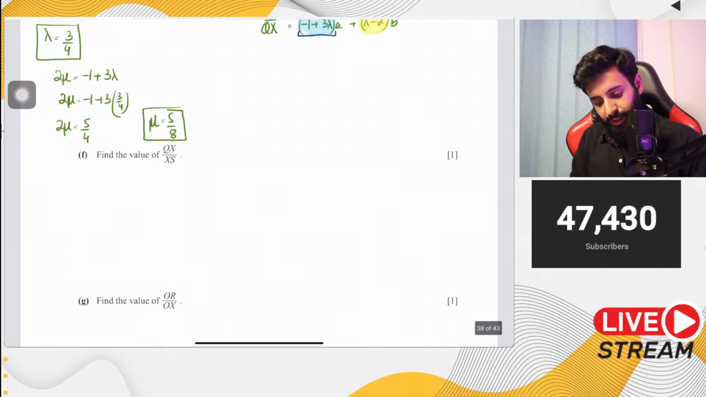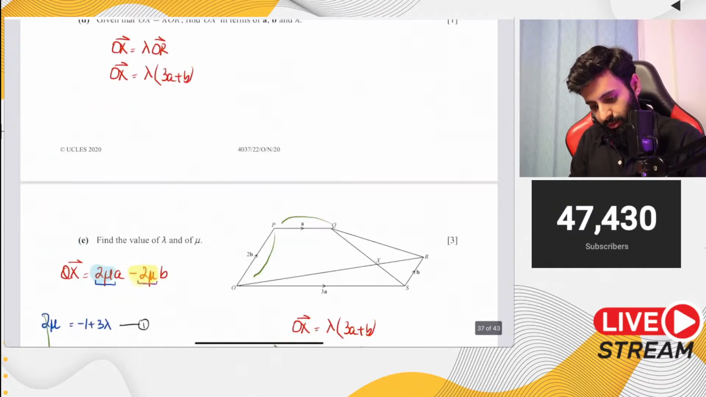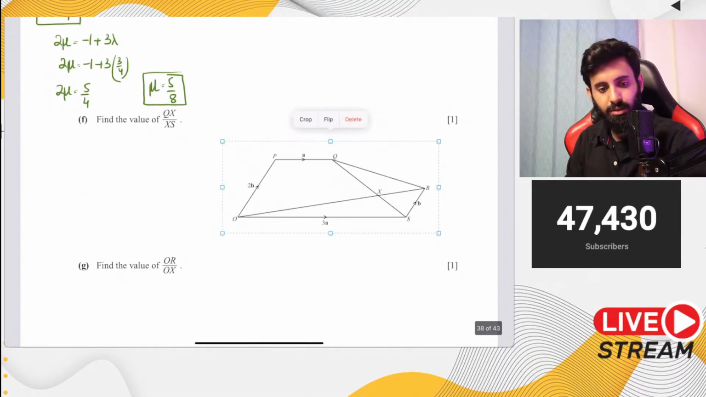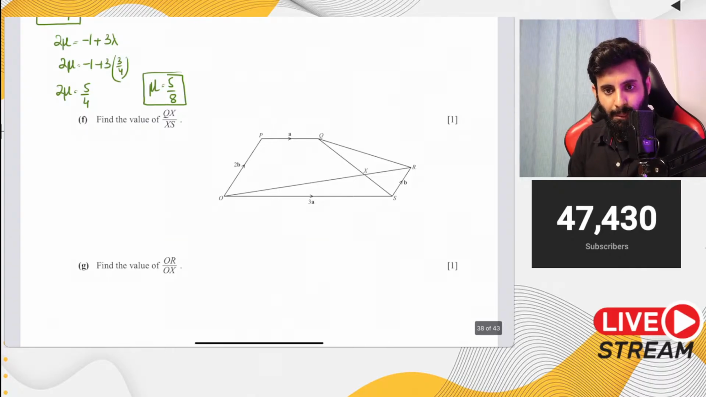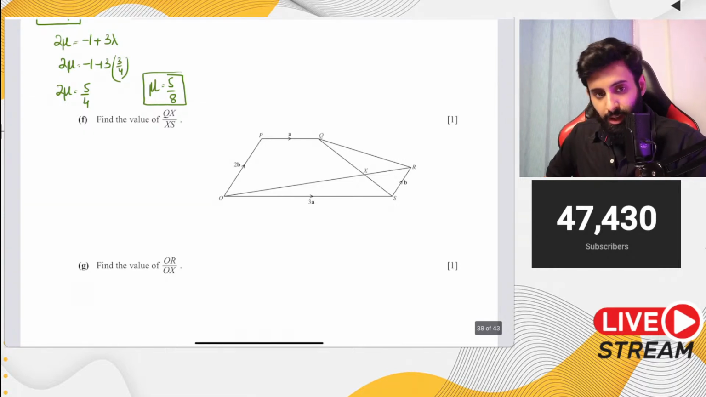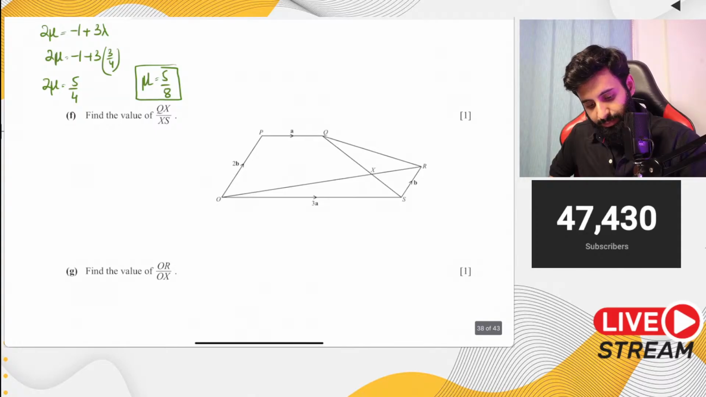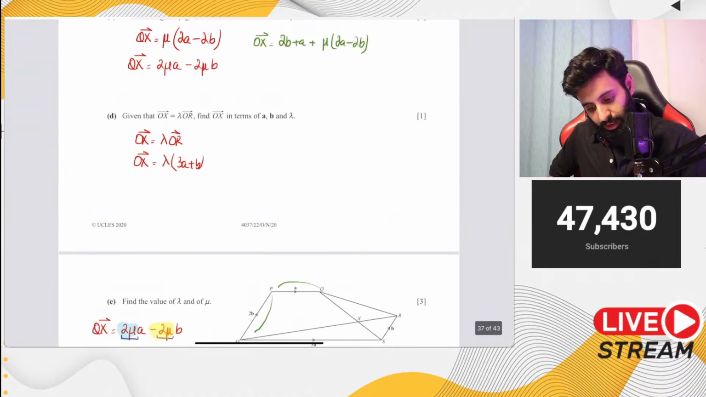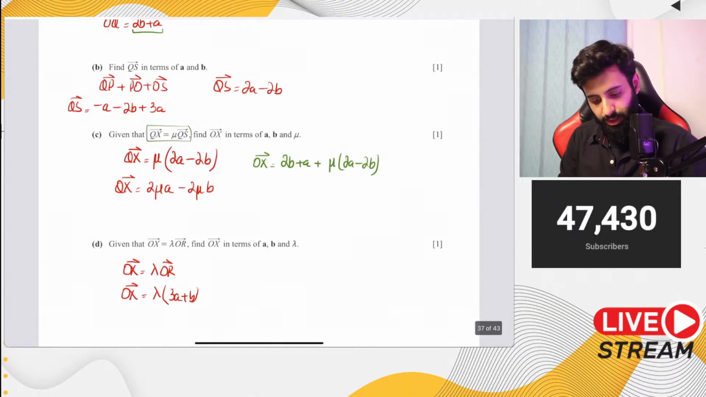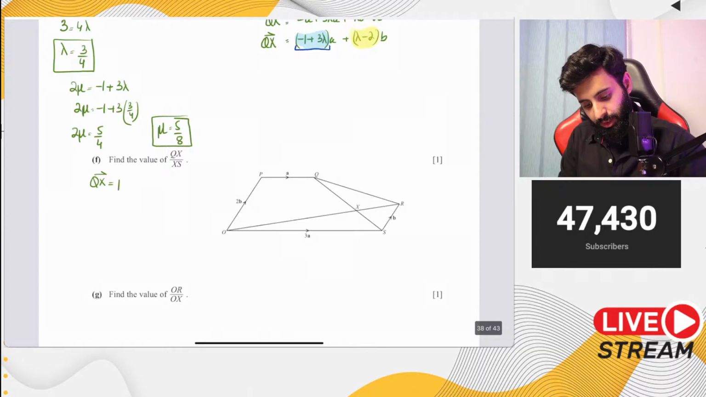Now here's part F, which says find the value of QX over XS. Now let's do this. Notice the question said earlier that QX is equal to mu times QS. This is something that the question told us earlier. Now we know what mu is equal to, so here's what I can do.